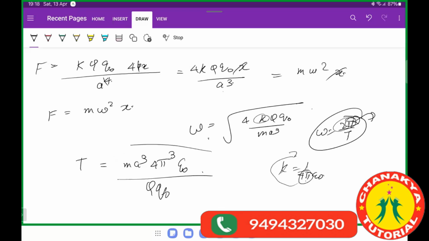Yeah, I got it. And this 4 and this square will be outside, it will become square. 2 and 2 will get cancelled. So we are left with this 4 as it is. This 4 is as it is.